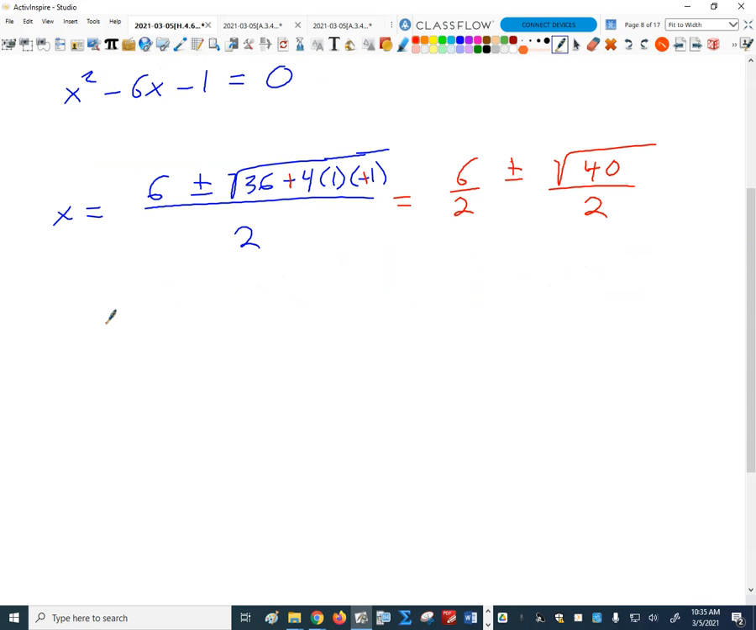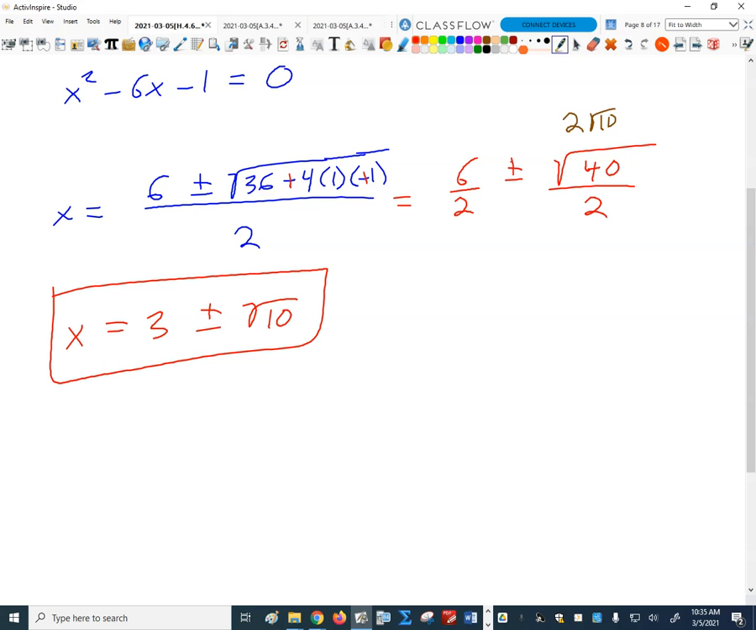Okay, and so we end up then with 6 over 2 is 3, plus or minus. The square root of 40 we could reduce into what? I could take out a 4, so I get 2 radical 10, right? And the 2's will cancel, and so I get plus or minus the square root of 10. Those are my two results.